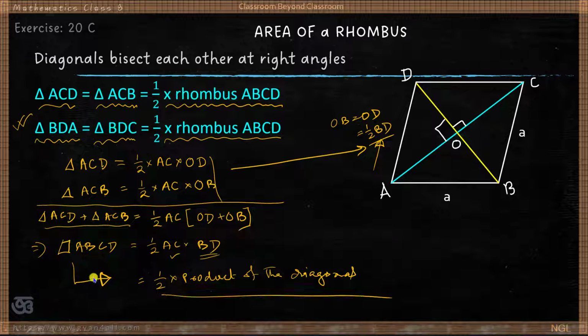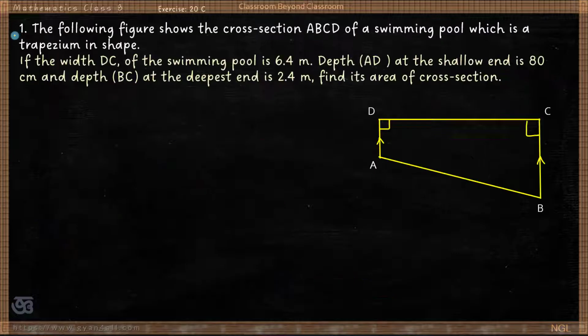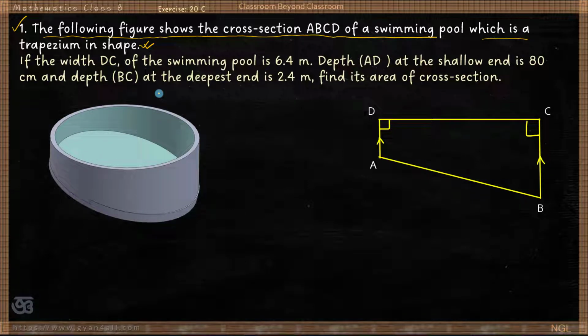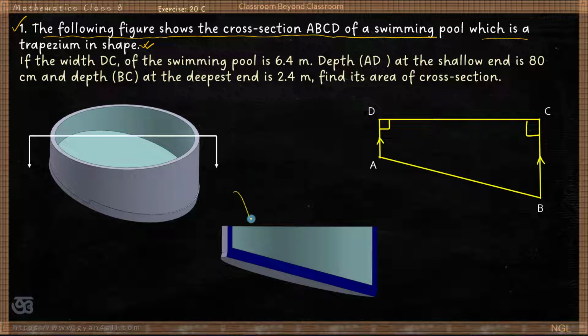So with this understanding, let us go for solving the problems from exercise 20C. Question number 1. The following figure shows the cross-section ABCD of a swimming pool, which is a trapezium in shape. The shape of the swimming pool may be circular or oval. If you cut this swimming pool along this line, then what you get? You get a cross-sectional view of this swimming pool like this, and this is the cross section of the swimming pool ABCD.